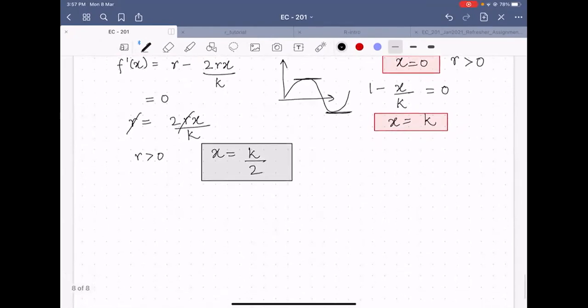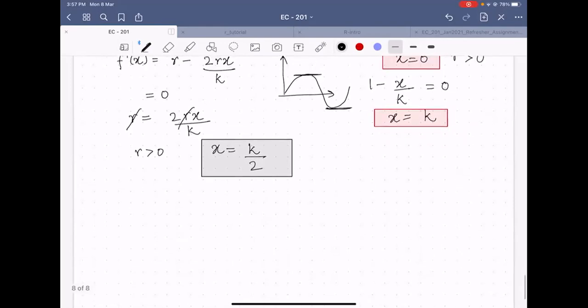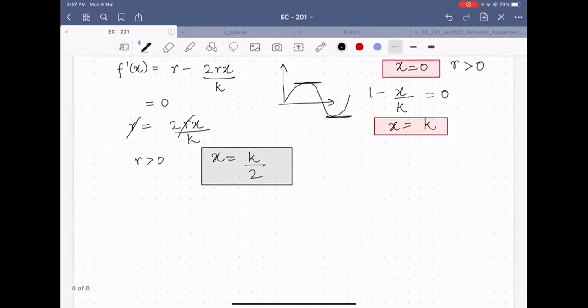But we don't know yet whether it's a minima or a maxima. So what do I do next for finding whether it is minima or maxima? You will take the second derivative and then see if that's positive or negative. Great. So I'll do the second derivative: I differentiate this equation. r is a constant, so its derivative is 0. The derivative of x is 1. So I get minus 2r by k.